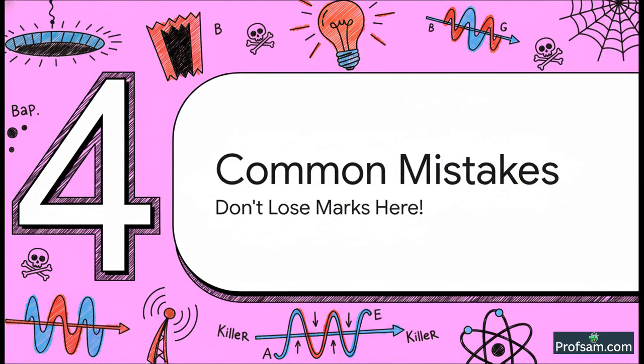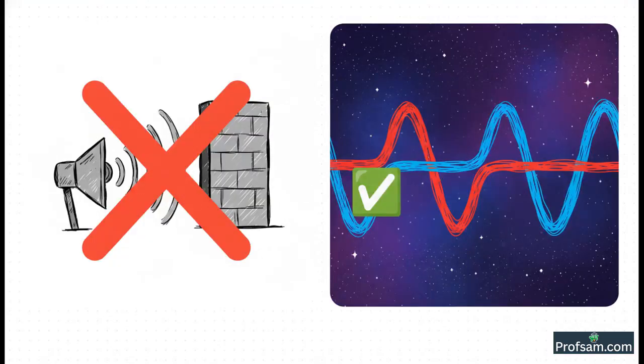All right, now for a very important section. Let's talk about some common traps. I call them silent killers because they quietly steal your marks in the exam. Let's make sure you don't fall into these traps. Okay, mistake number 1, and this is a big one. Many students think that EM waves need a medium to travel, like how sound needs air. Absolutely wrong. In fact, it's the total opposite. EM waves travel the fastest and are the happiest in a complete vacuum, in empty space.